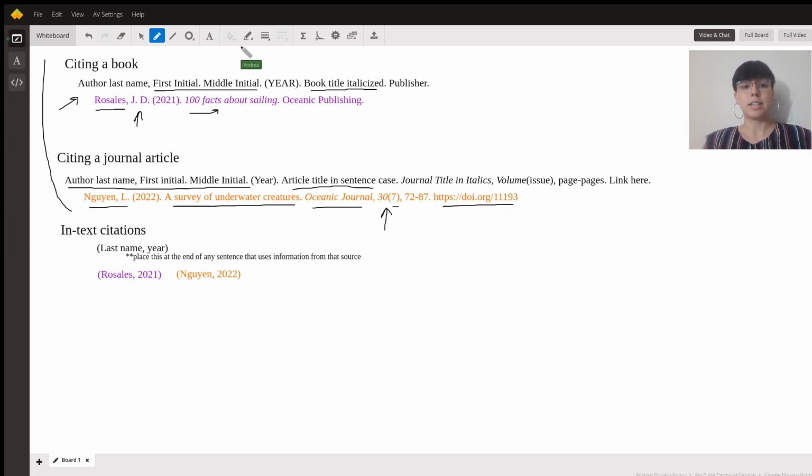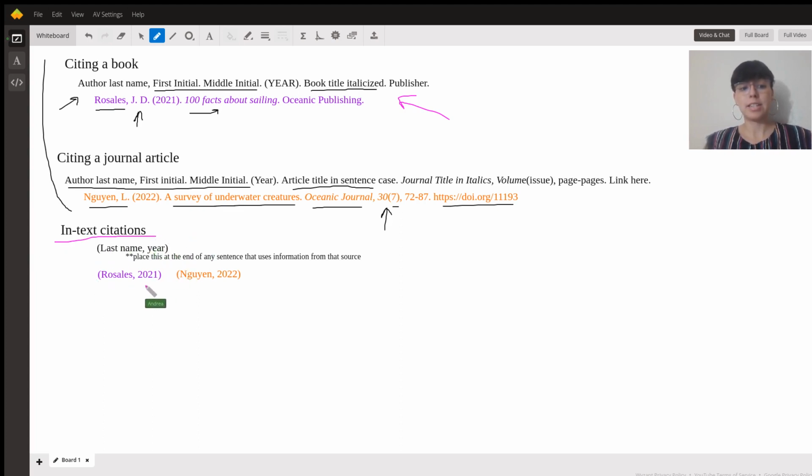Now, all of this is for when you are creating your references at the end of your essay. But within your text, anytime that you use information that you got from a specific source, if you use information from Rosales from the year 2021, this book entitled 100 Facts About Sailing, if you said a quote that is from this person's book, then you need to say that information. You need to tell us where you got it from at the end of the sentence. So you would put what is called an in-text citation at the end of your sentence.